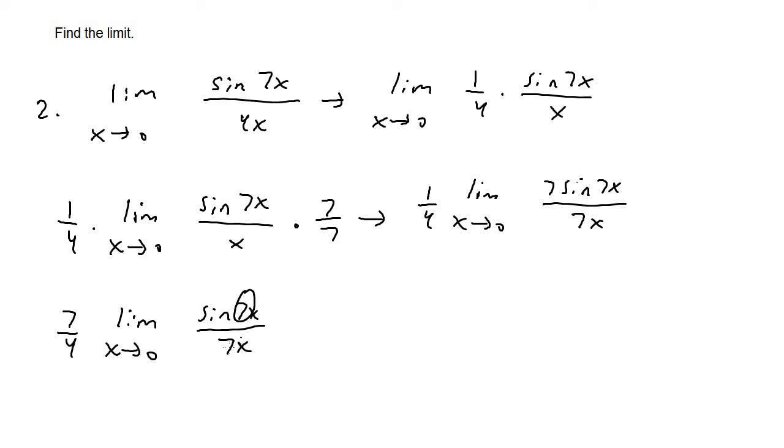Now we do have the same coefficients, so we can use that special limit. The limit once again is 1. So we have 7 over 4 times 1, which gives us the final answer of 7 over 4.